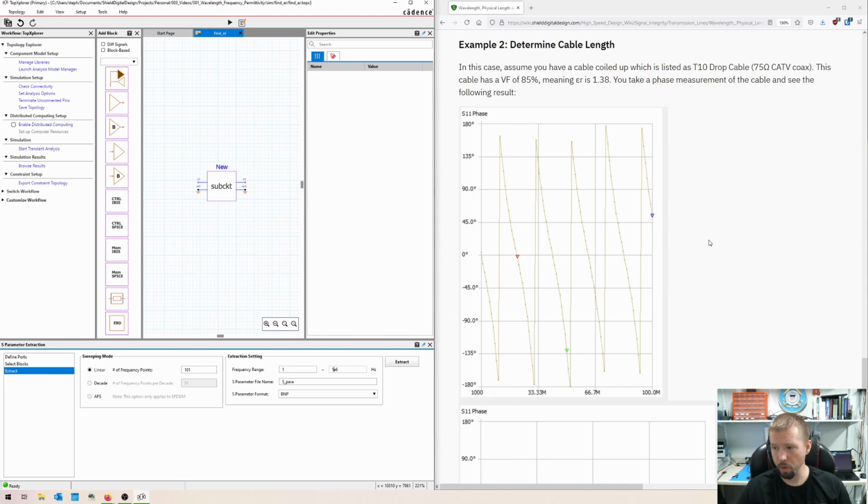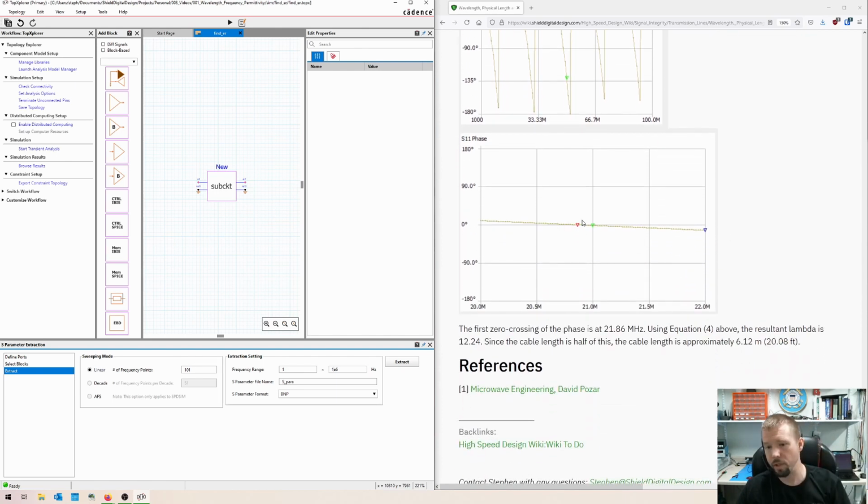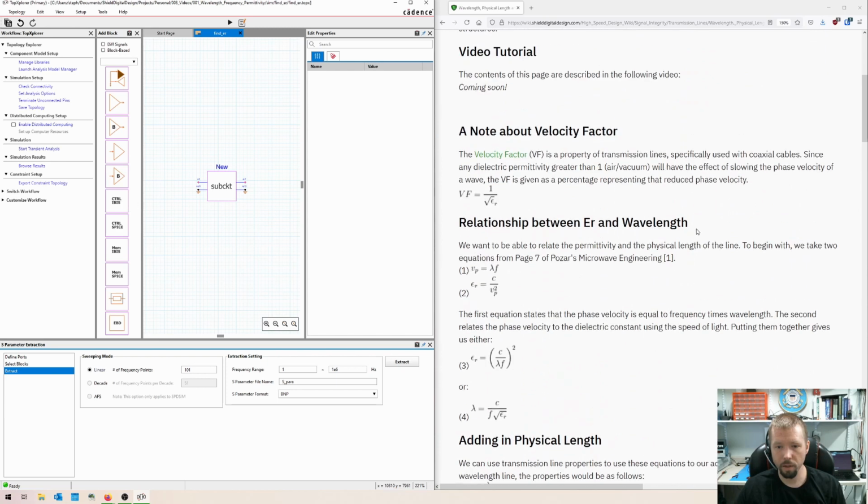So we just hook up our VNA to one end of the cable, leave the other end open, and we take an S11 measurement and we look at the phase. So in our example here, this cable, we look at the phase, and there's the first zero crossing, 21.86 megahertz. So we plug that into equation 4 above, right here.